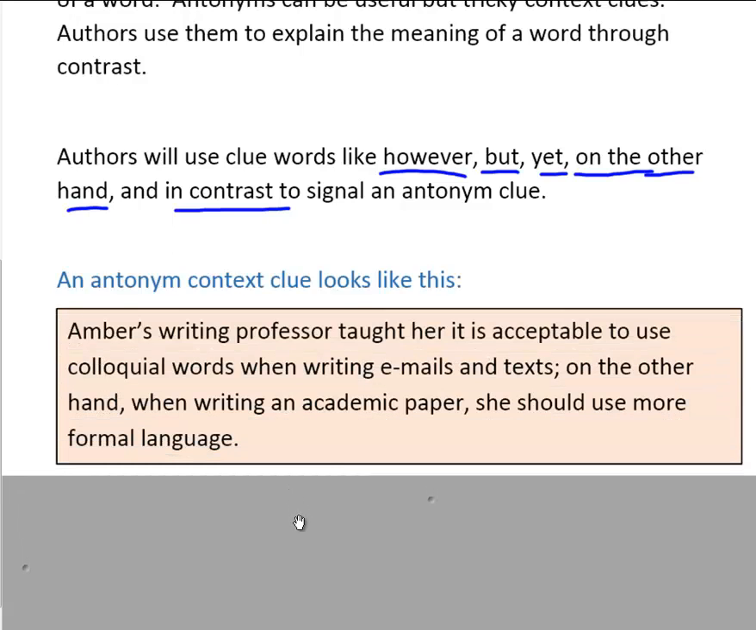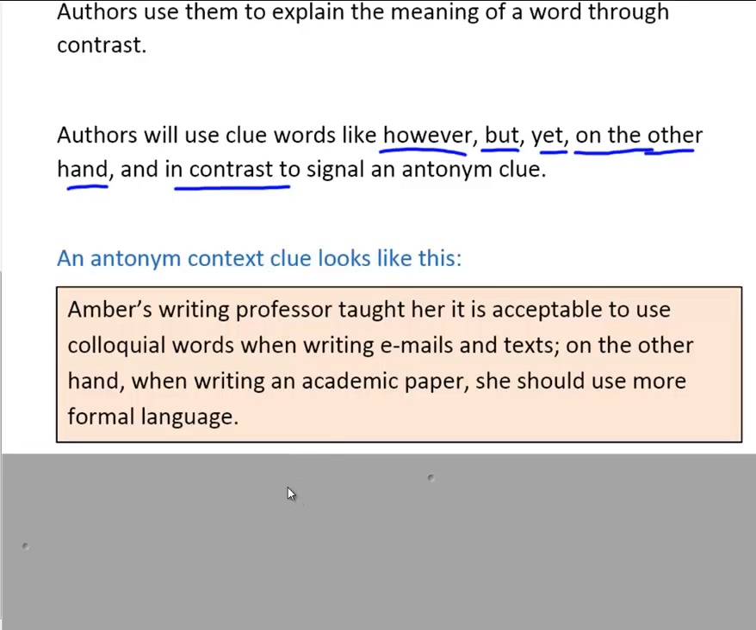Amber's writing professor taught her it is acceptable to use colloquial words when writing emails and texts. On the other hand, when writing an academic paper, she should use more formal language. So we have this word here, colloquial, and we think to ourselves, we have no idea what colloquial means. We're in big trouble. Well, now the author gives us the clue, on the other hand, that lets us know that what's coming up means the opposite of colloquial.